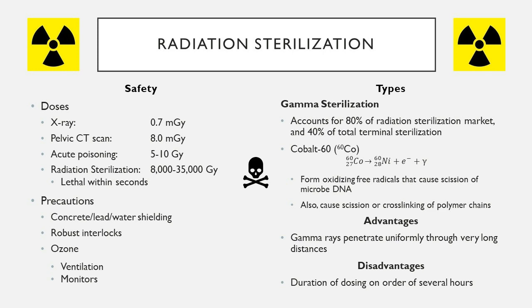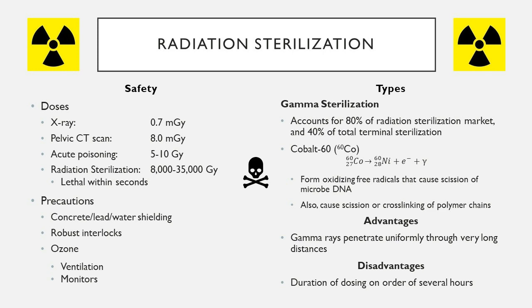Now, the most common radiation sterilization method is gamma sterilization, which accounts for 80% of all radiation sterilization processes and about 40% of the total terminal sterilization process. This method utilizes cobalt-60, which decays into nickel, giving off thus an electron, and then the potent gamma particle. These gamma particles penetrate cells where they oxidize and create free radicals that cause the scission of microbe DNA. One big disadvantage is that they also scission or cross-link polymer chains as well.